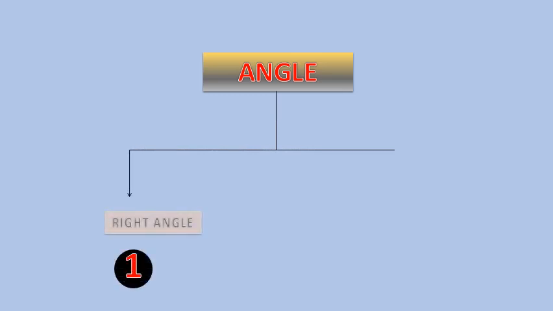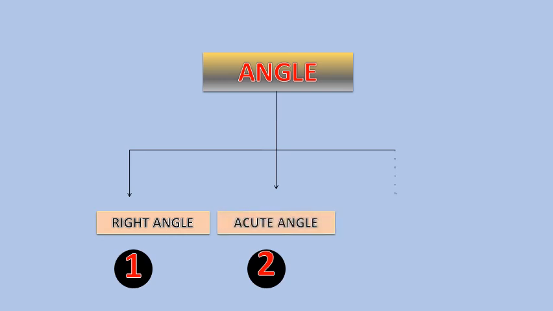Now we are going to learn the types of angle. There are three types of angle. Number 1, right angle. Number 2, acute angle. And number 3, obtuse angle.